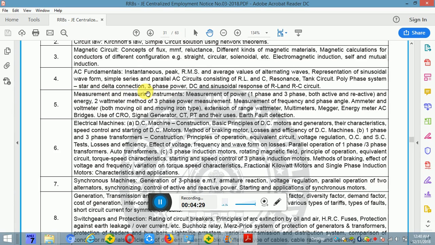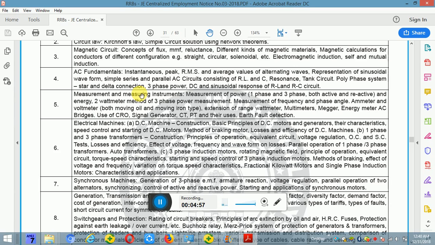Polyphase and not a single phase, and three phase obtained in AC circuits, and this polyphase system means not a single phase, two phase or three phase. Star and delta connections. This star and delta connection is used in polyphase systems, and three phase power, DC and sinusoidal response of RL and RC circuits.